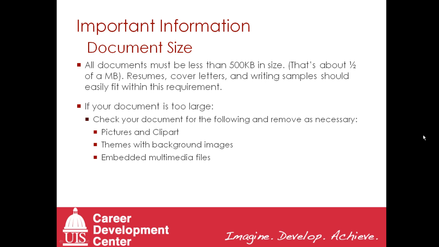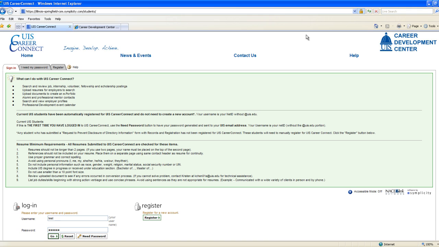You can check for pictures and clip art, themes that use background images or a lot of shading, and embedded multimedia files such as sounds or songs. Each of these takes up a fair amount of space, and removing them should help reduce your document file size. Now that you have some basic background information, you are ready to upload your document to UIS CareerConnect.